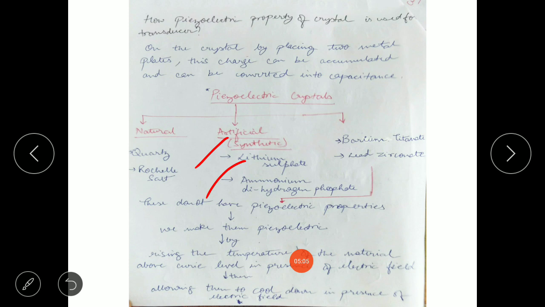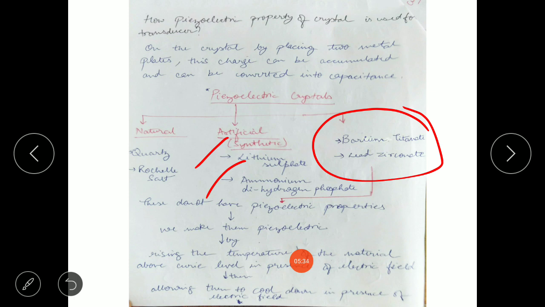So how do we make them piezoelectric? Like barium titanate and lead zirconate, we raise the temperature of these materials above their Curie level temperature in the presence of an electric field, and then we allow them to cool down in the presence of an electric field also. Because of that they retain polarization, and because of that they attain this piezoelectric property.